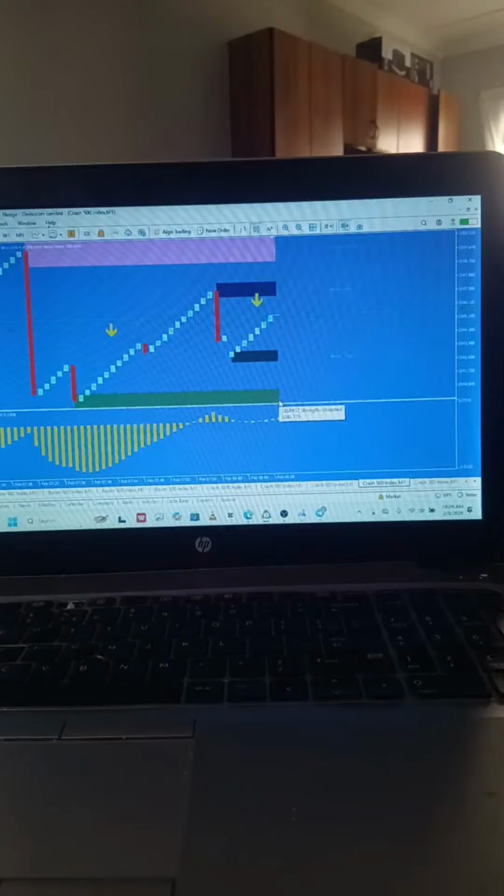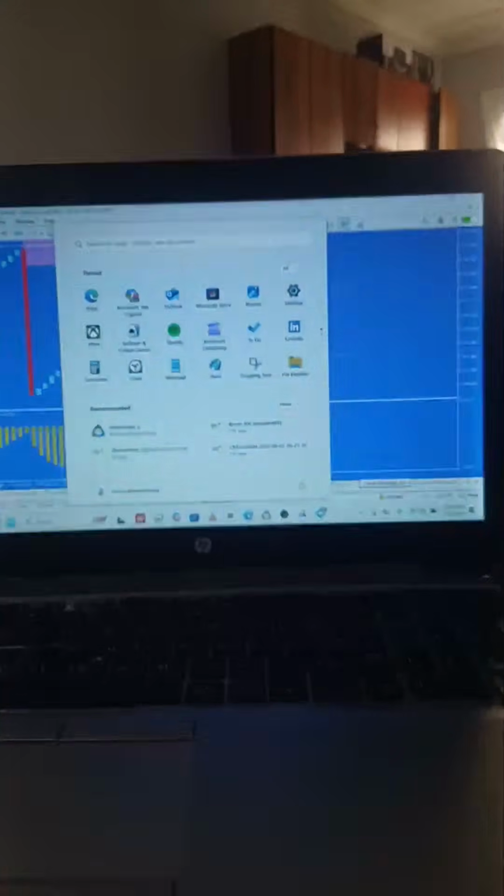Okay, I also want to send this signal. So in the meantime, let me play some music. So I took time to explain what is taking place. I will be telling you guys, we are looking at Crash 500, because the camera angle doesn't allow me to show you which asset we are looking at. So this is Crash 500.